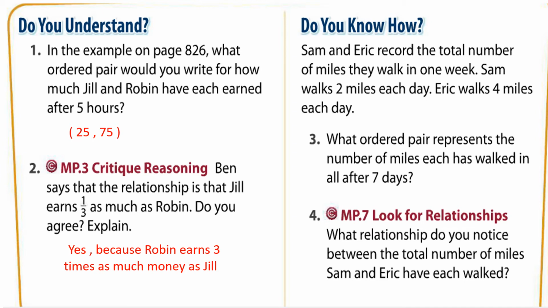So if you want to get this answer easily, just multiply 7 by 2 to get how many miles Sam walks after 7 days. If you want to get how many miles Eric walks after 7 days, just multiply 7 by 4. Or you can do this pattern easily. For Sam, start from 2, then add 2 will be 4, add 2 will be 6, add 2 will be 8, and so on. You'll get that pattern easily by adding 2.